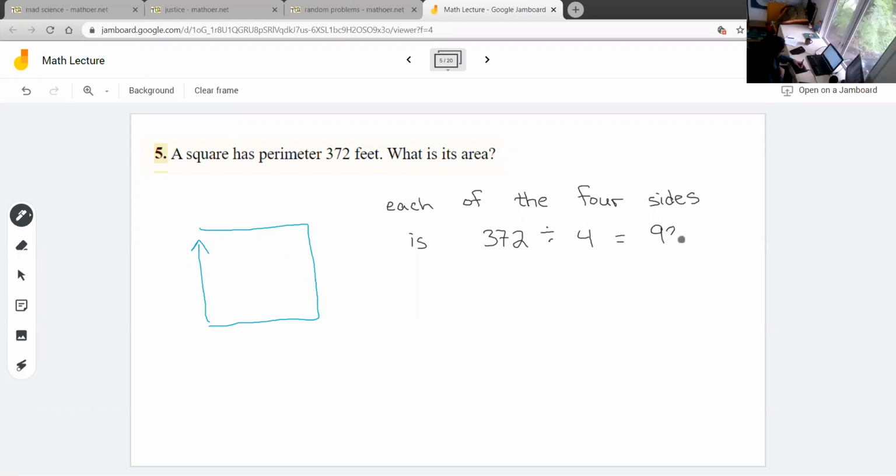93. Why am I doing this? I have to make something interesting with perimeter. Asking you to add up numbers is kind of boring. So there we go.